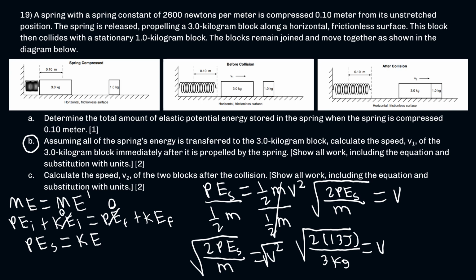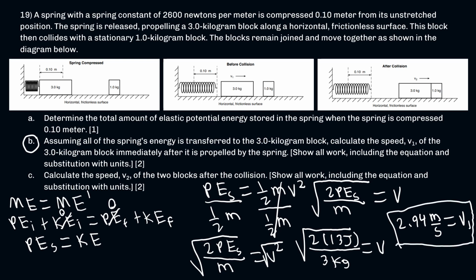So just plug this into your calculator all at once, or you can do it in multiple steps. I don't have enough room to show all the work here, but 2 times 13 is 26. Divide that by 3. So you should get that the square root of 8.67, or 8.66 repeating, is equal to V. If you plug that into your calculator, that is going to give you a velocity of 2.94 meters per second equals my velocity V1.